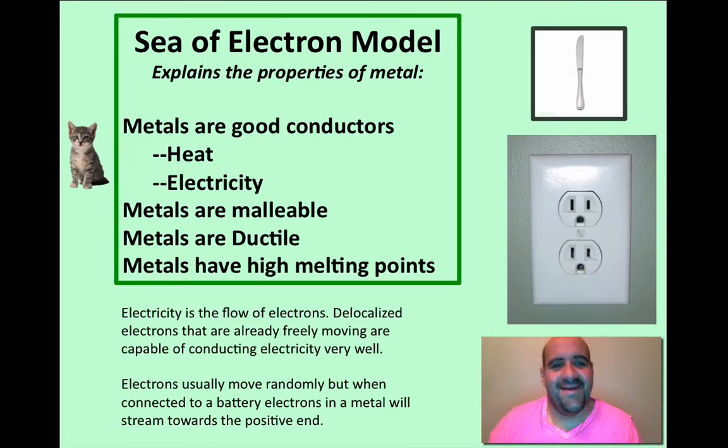Electricity is simply the flow of electrons. So electrons can flow very well in a metal based upon the sea of electron model. The electrons are delocalized. They're not committed or bound to any specific atom, the valence electrons, that is. And they're already freely moving. They're capable of conducting that electricity. They're capable of flowing very well. And as I mentioned earlier, electrons usually move randomly. But when connected to a battery, electrons in a metal are going to stream towards the positive end.